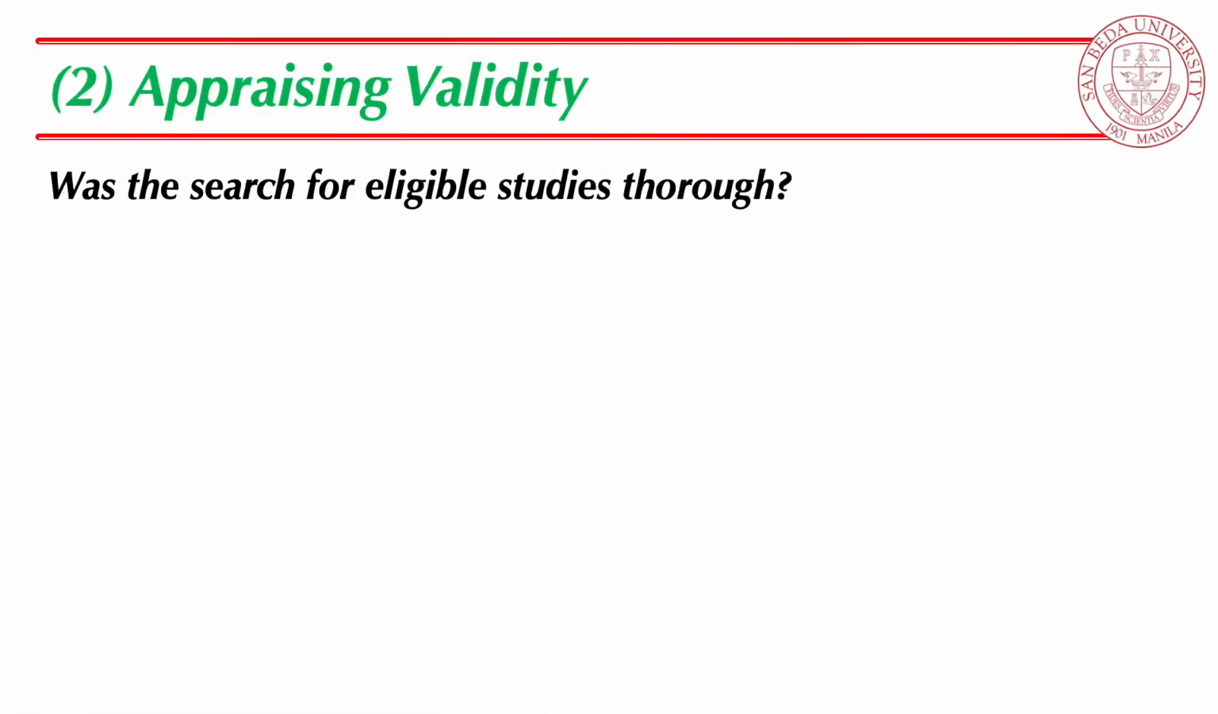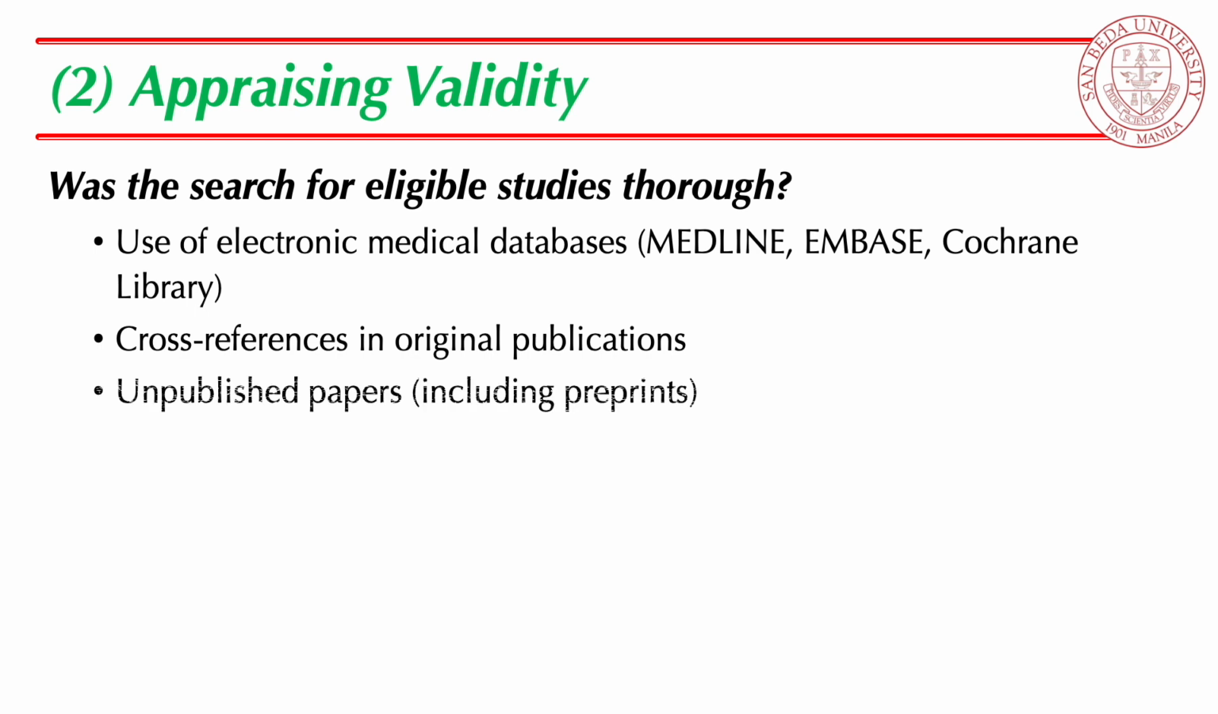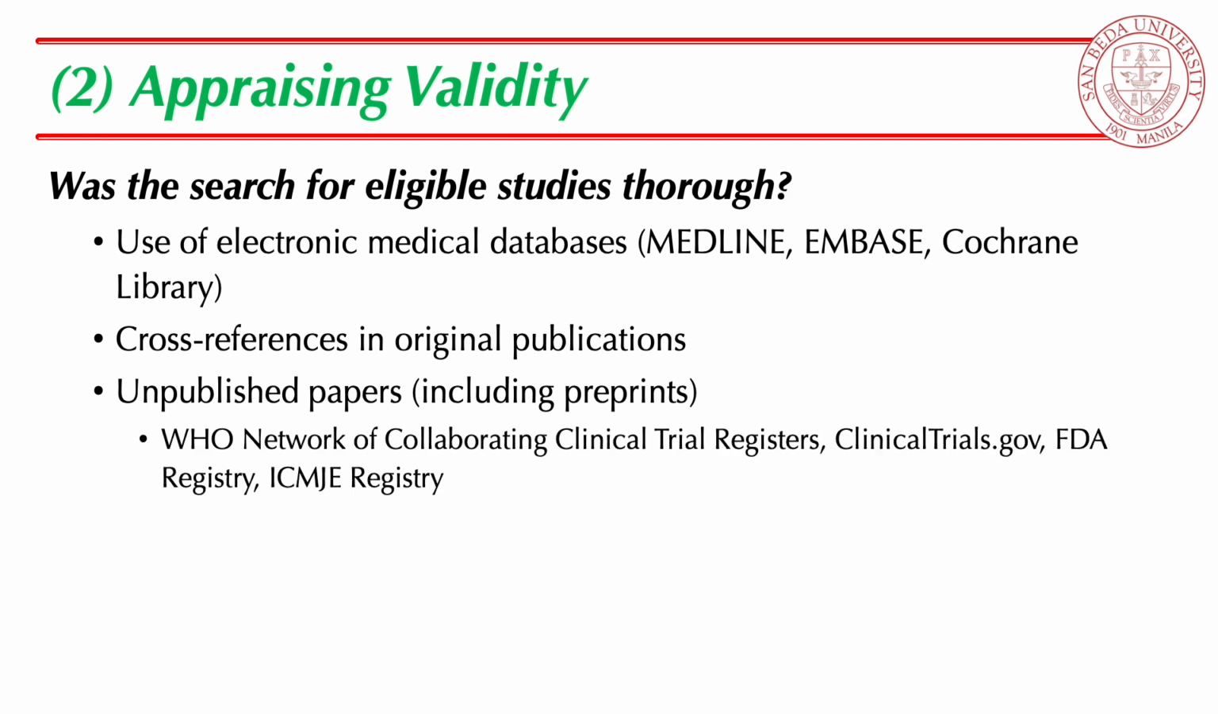Now, the next question to be answered under validity appraisal refers to whether the search for eligible studies was thorough or not. A thorough search for published literature should include use of electronic medical databases such as Medline, Embase, and the Cochrane Library, to name a few examples. Check as well if cross-references in original publications were also looked into when gathering published articles. Of course, it is always good if a comprehensive search was made and that unpublished articles, including preprints, have been retrieved and reviewed as well. Unpublished trials can be found here.